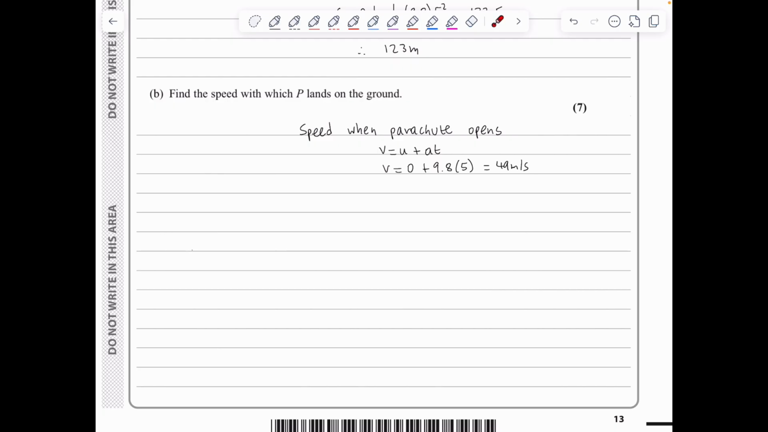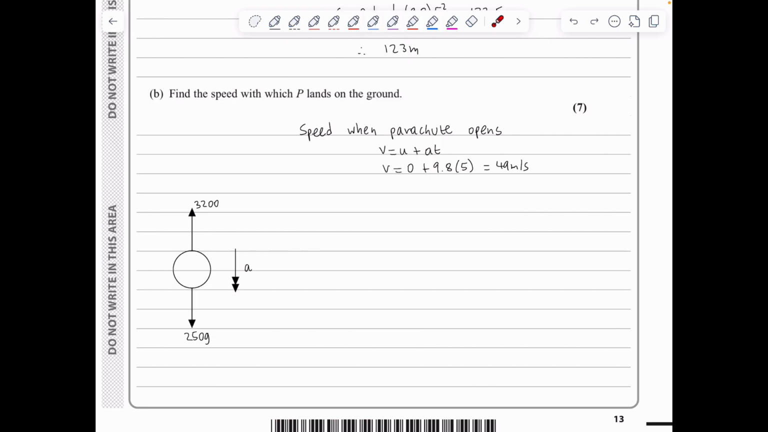And I will proceed by drawing a quick diagram to find the acceleration when the parachute opens. So this is the particle P accelerating downwards. We've got the weight to be 250g, but we've got the resistive force of magnitude 3,200 newtons.